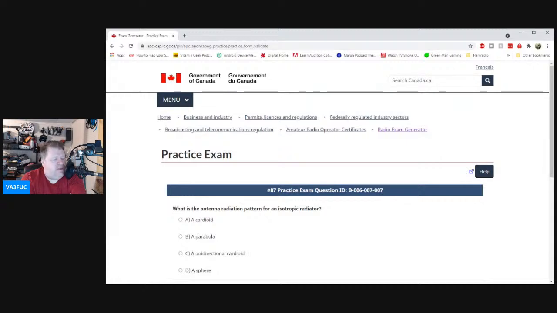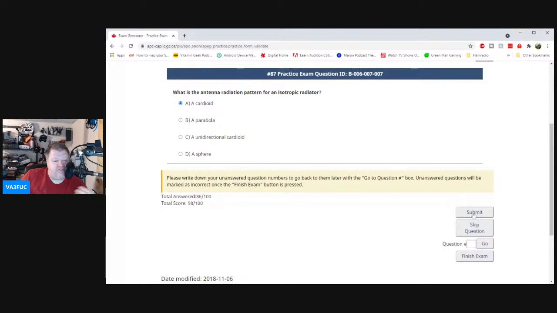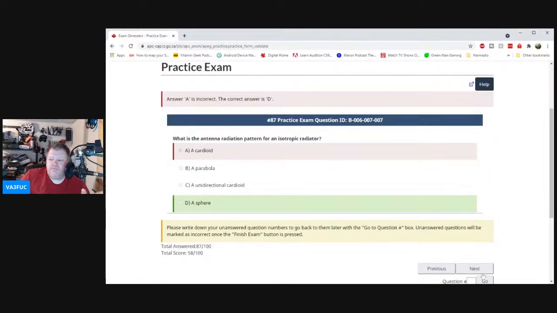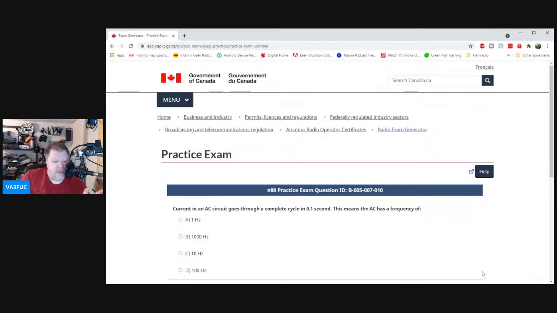What antenna radiation pattern is for an isotropic radiator? Would it be a cardioid, a parabola, unidirectional cardioid, or a sphere? I don't know. A cardioid? I think. I'm not even sure on this answer, guys. I'm just going to take a stab in the dark. No, D, a sphere. Okay.